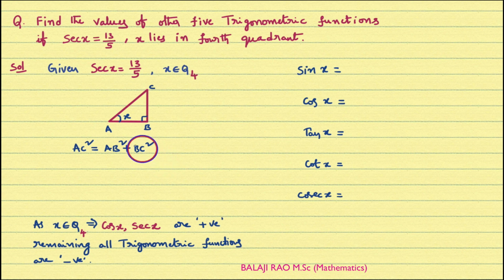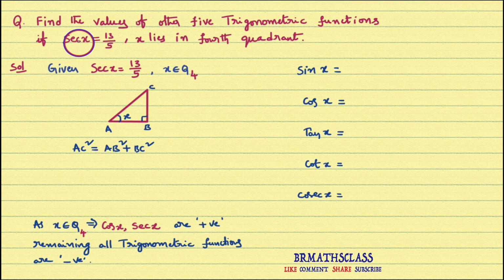In this class, we will learn how to find values of the other 5 trigonometric functions when one trigonometric function is given. You observe this question. In this question, they have given secant x. Secant x is given as 13 divided by 5 and they are saying that x lies in the 4th quadrant. Now we need to find the other 5 trigonometric function values.